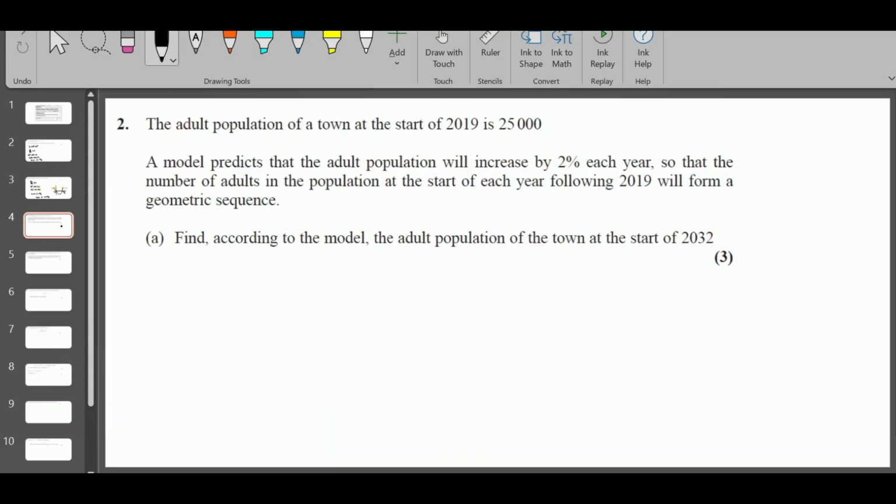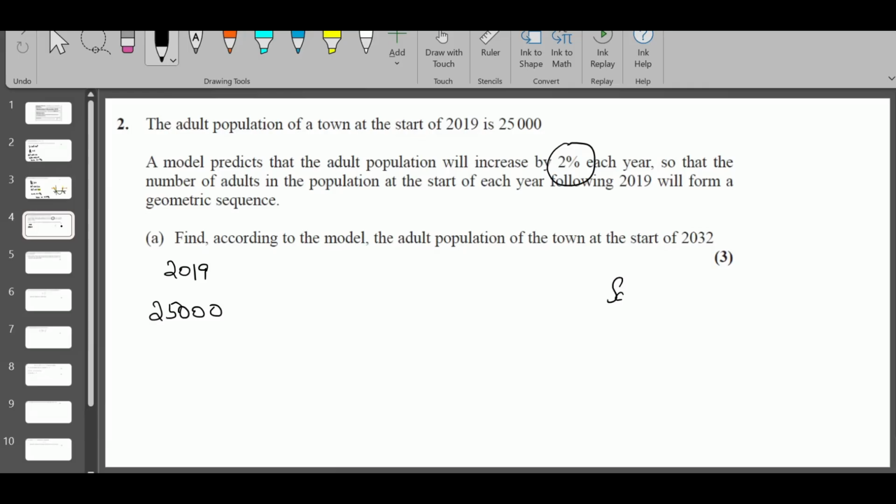The adult population of a town at the start of 2019 is 25,000, okay? 25,000 at the start of 2019. A model predicts that the adult population will increase by 2% each year. Okay, you need to remember this.